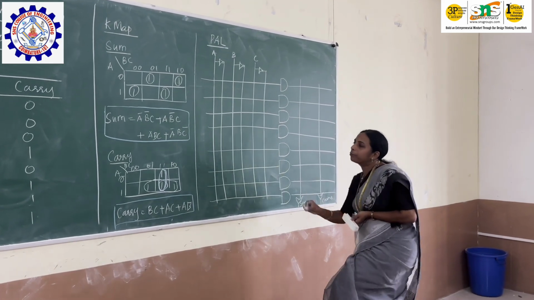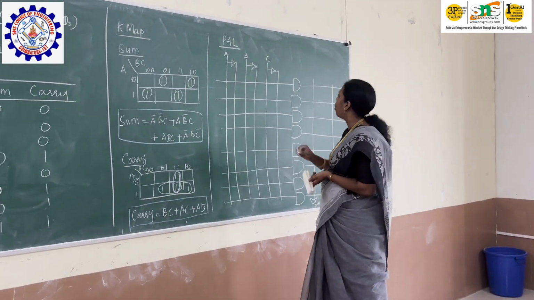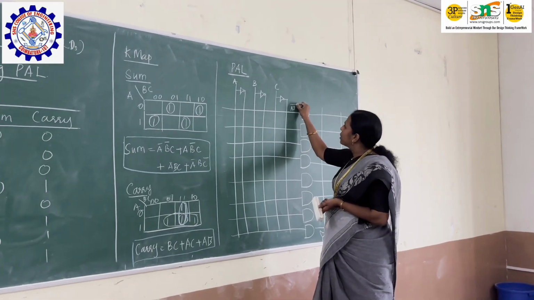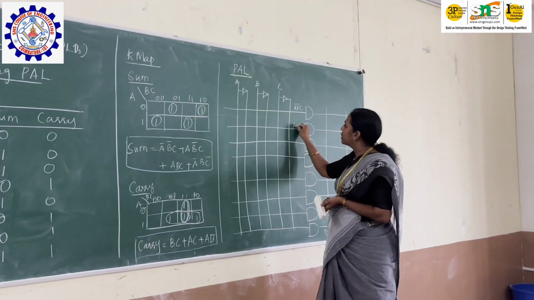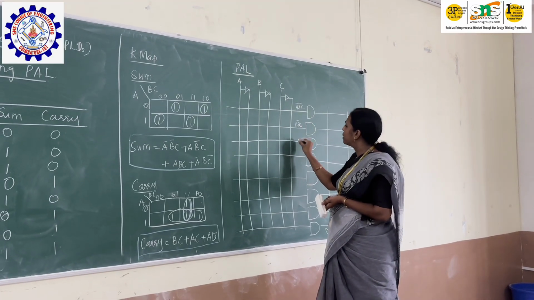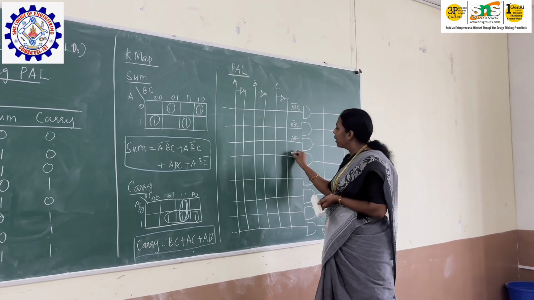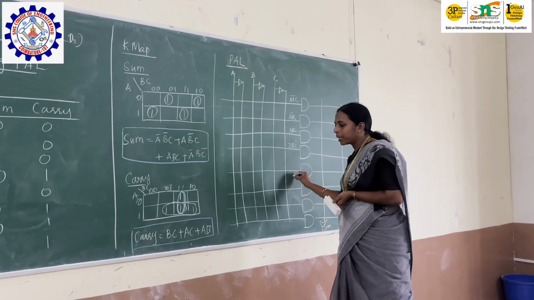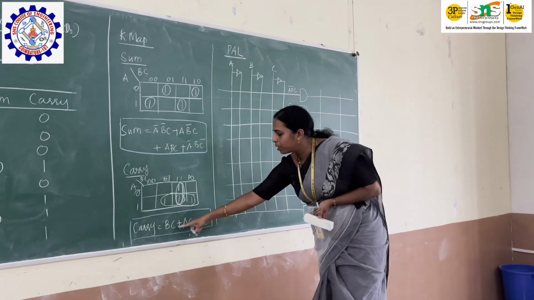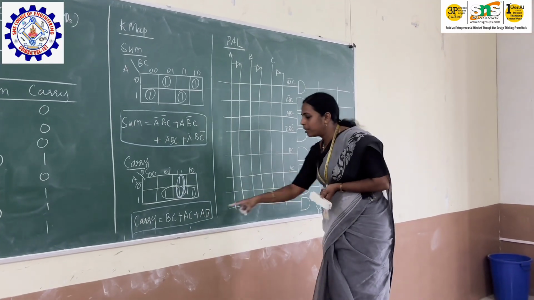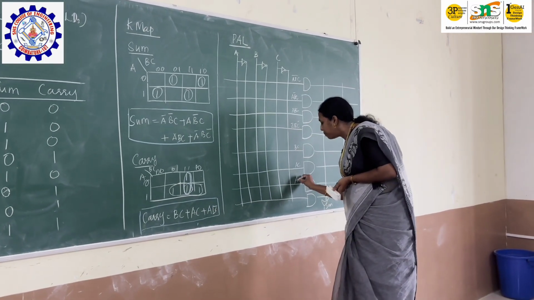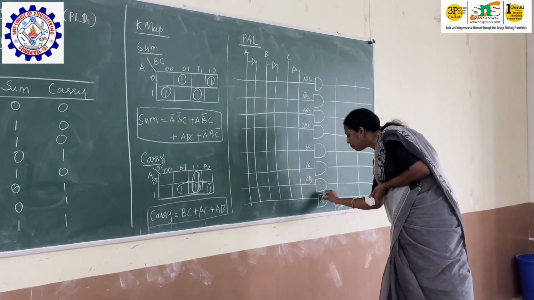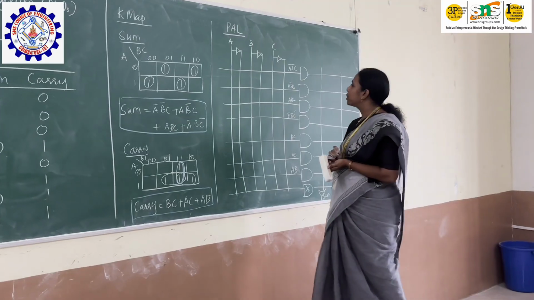Now how to draw the fuse diagram? Let me write all the minterms. Let this be the minterm intersection for A dash, B dash, C. This is for A, B dash, C dash. This is for A, B, C, and this is for A dash, B, C dash. And let this be for the carry: BC, the first minterm, for the second minterm AC, and for the third minterm AB. This fourth AND gate we will not be using, but we have to mark it here, right? An AND gate which is not used.